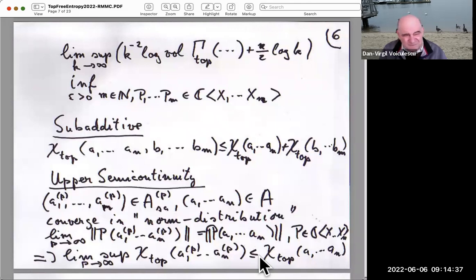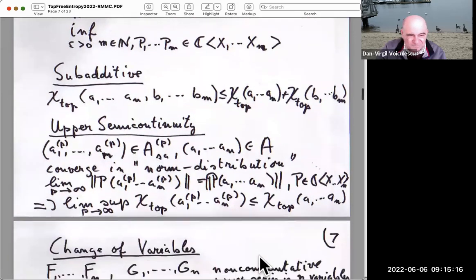And these converge in norm distributions. The norms of non-commutative polynomials in the A^(p)'s converge to the norms of the polynomials in A1, ..., An. Then the limsup of the topological free entropy for the A^(p)'s is less than or equal to the topological free entropy for A1, ..., An. So it has this upper semi-continuity if one has convergence in norm distributions.